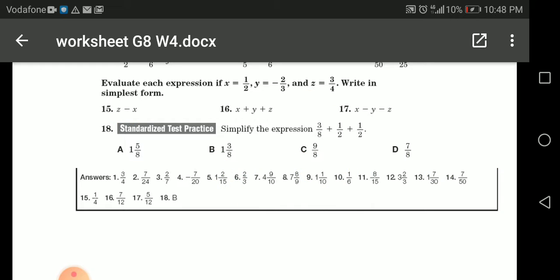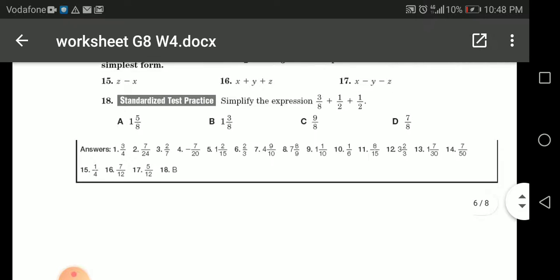Okay, guys, this was number 15. Okay, I want you to complete this as homework.